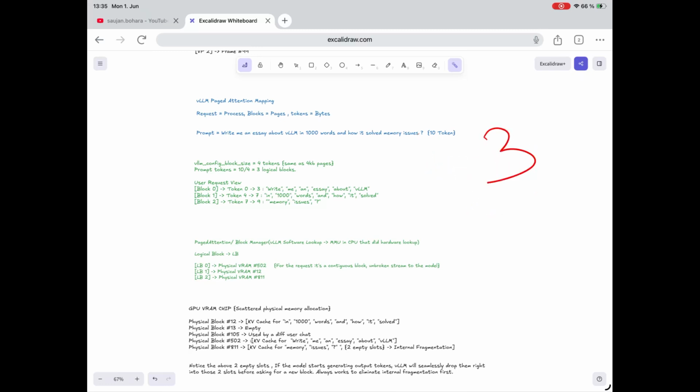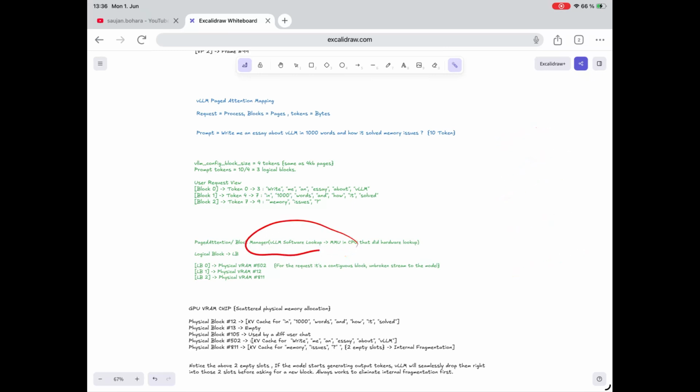For this prompt, which is 10 tokens, we do 10 divided by 4, so we need 3 logical blocks to store this. For the request, it will look like, okay, I'm getting block 0, block 1, and block 2 to store this particular data. Block 0 would store that series of tokens and so on. Now what happens is block 0 is actually in physical VRAM frame 502, 1 is in 12, 2 is in 811. So something similar to what we did previously. For the prompt, it looks like one contiguous block of space that I'm writing into, but in reality, that contiguous block of memory is scattered across random locations in the VRAM.